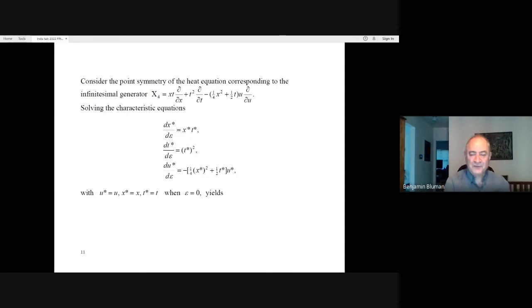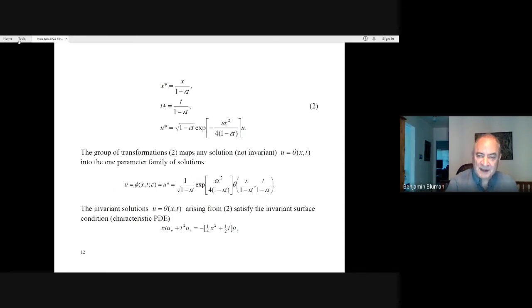Now let's take the most non-trivial of the generators. Consider the point symmetry of the heat equation corresponding to this projective transformation. If we solve these characteristic equations, when epsilon equals zero, when you solve that system of first order ODEs, it's easy to find the solution is that x star is x over 1 minus epsilon t, t star is t over 1 minus epsilon t, and u star is equal to this expression right here.